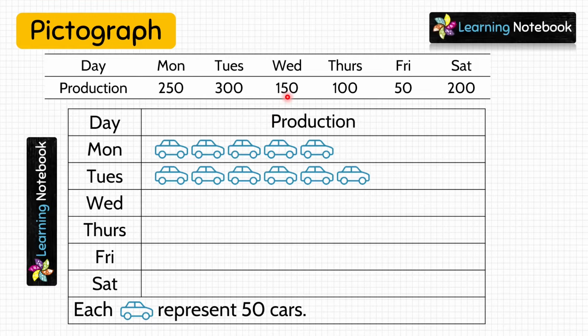Then on Wednesday, 150 cars were produced. So, let's make 3 cars. Then on Thursday, 100 cars were produced. So, we will draw 2 cars. On Friday, only 50 cars were produced. So, we will draw only 1 car.